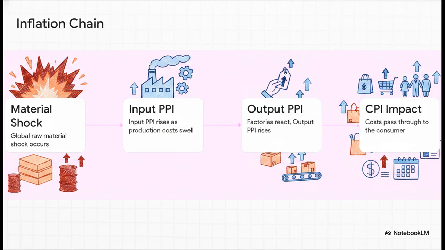As those production costs swell, factories are eventually forced to react to survive, meaning they raise their factory gate prices. We then see that reflected as an output PPI rise. Finally, months later, those elevated costs trickle all the way down through the wholesale and retail distribution chains to hit the end consumer. That's when it finally shows up in the Consumer Price Index, or CPI. By tracking PPI meticulously, the central bank can actually forecast consumer inflation long before it ever hits your local market.